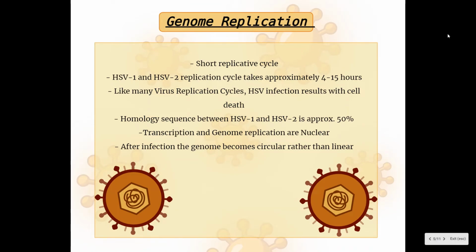On this slide, I'll be discussing the genome replication. The genome replication for these viruses has a short replicative cycle. The herpes human virus 1 and 2 replication cycle takes approximately 4 to 15 hours. Like many virus replication cycles, the herpes simplex virus infection results in cell death. The homology sequence between the herpes simplex virus 1 and 2 is approximately 50%. The transcription and genome replication are nuclear, as mentioned on the last slide, which is defined as everything happening in the nucleus. After infection, the genome becomes circular rather than linear.